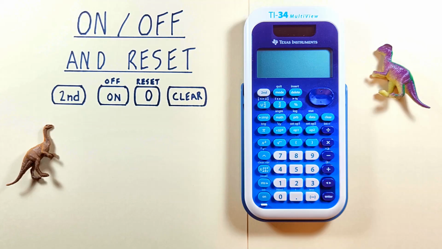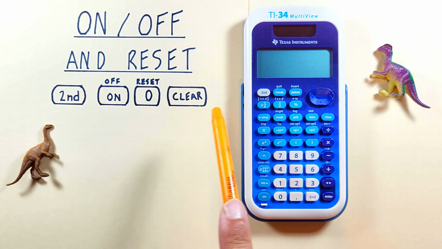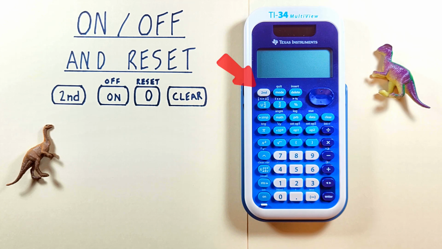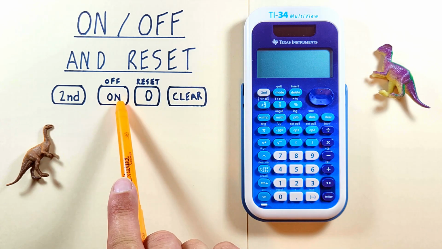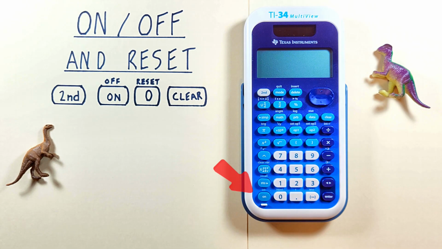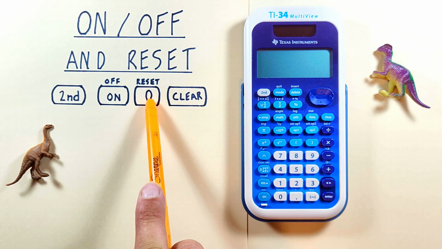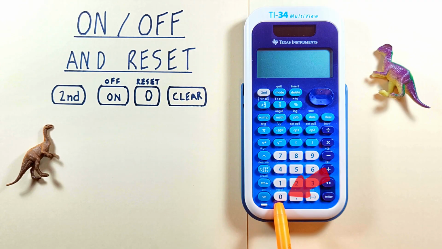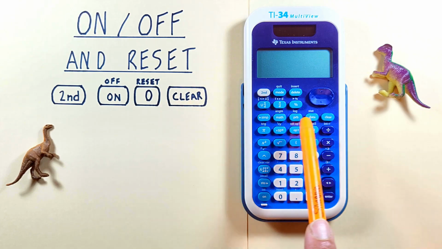I'm Rick, and in this video we're going to have a look at how we can turn on, off, and reset the TI-34 Multiview Texas Instruments calculator. To do that, we'll be using the second function key that looks like this, located here, the on-off key that looks like this, located here, the 0 key with the second function of reset that looks like this, located here, and the clear key that looks like this, located here.